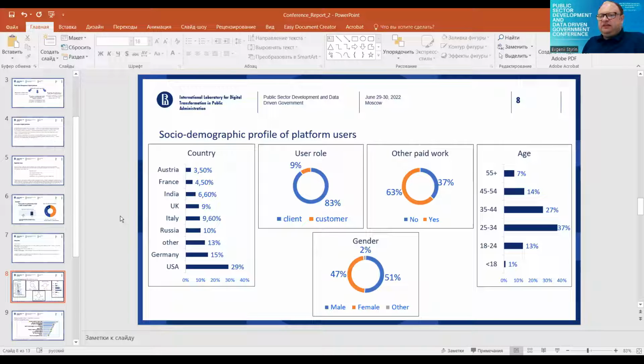You see that usually the platform becomes an additional space where people could get extra work, extra money. It's 63%, and only 37% are people who work only on digital platforms, which is also quite impressive. Gender is almost equal, and you see the distribution by age. Of course, mostly these are quite young people, which is, I think, quite logical and understandable.